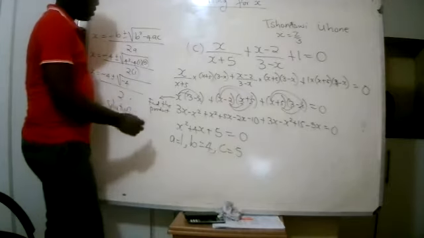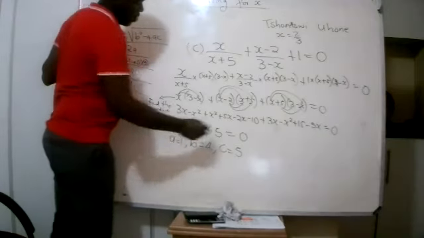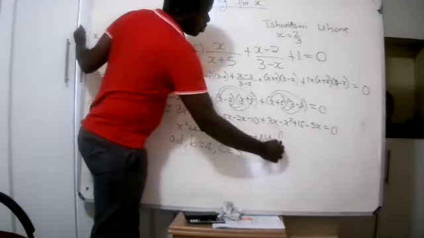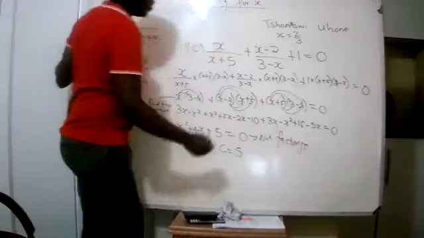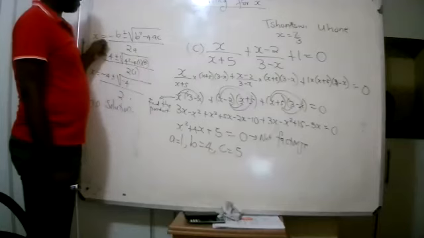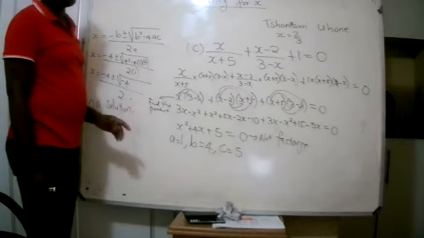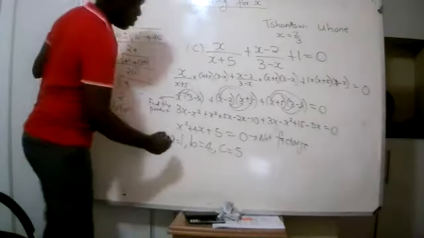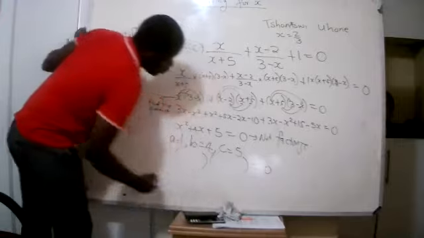The reason why we use the quadratic formula is because this one is not factorizable. It's not possible to factorize this. That's why, if it is not possible to factorize, the method we use is the quadratic formula. Yes, it's the only method we can use if factorization is not working.